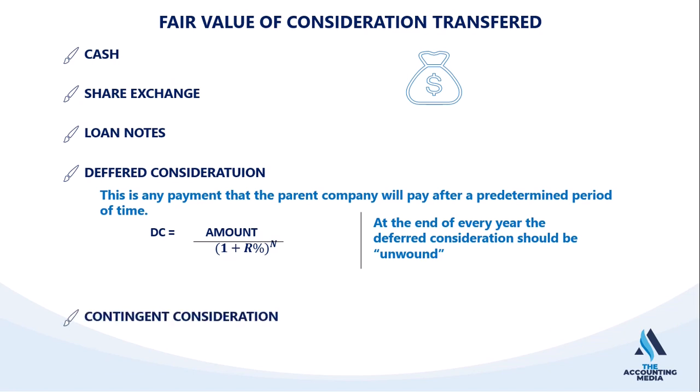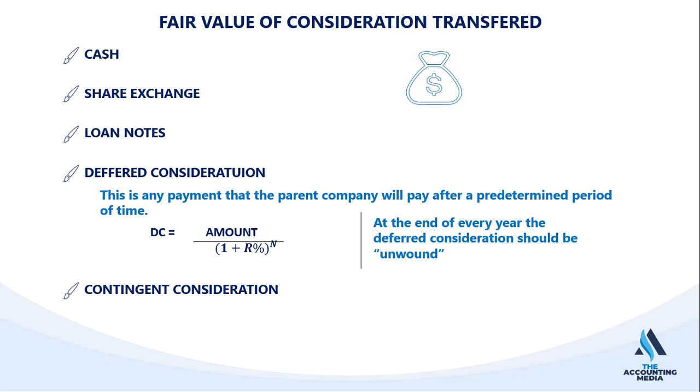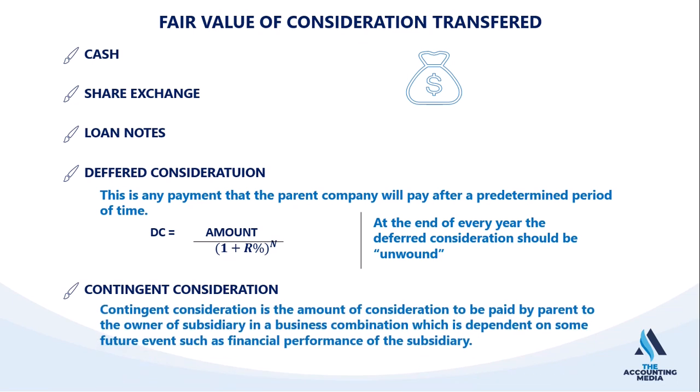And after that, another consideration we can have is contingent consideration. Most times we find it difficult to differentiate between deferred consideration and contingent consideration because they mostly look alike. We said contingent consideration is the amount to be paid by the parent to the subsidiary which is dependent on a particular future event. Which means that contingent consideration is any amount that will be paid to the owner of the subsidiary in the future based on occurrence or non-occurrence of a certain event in the future.